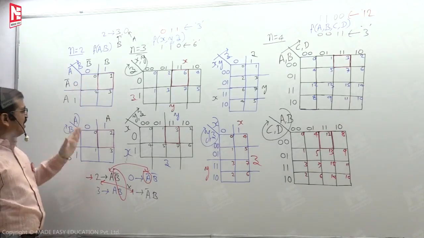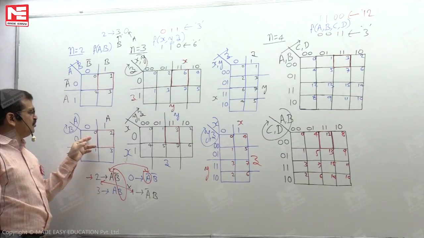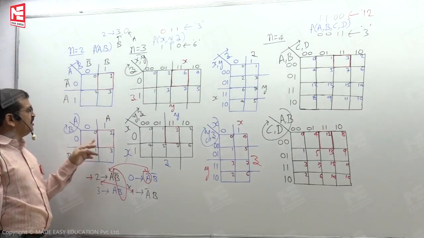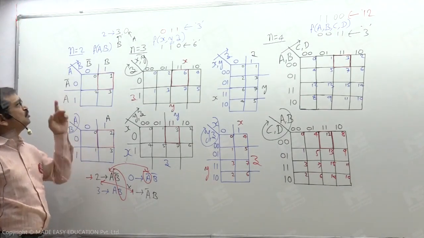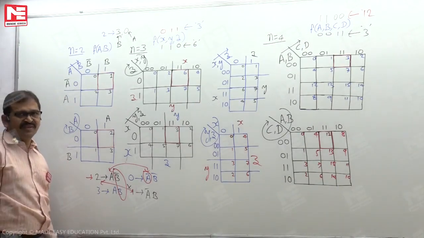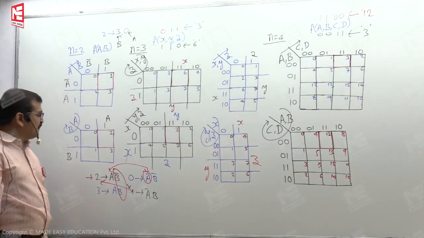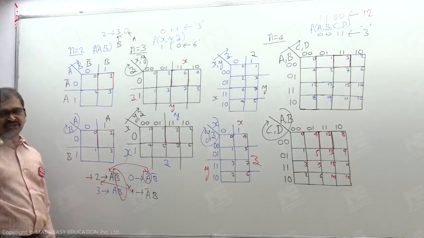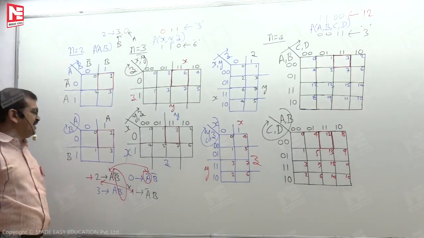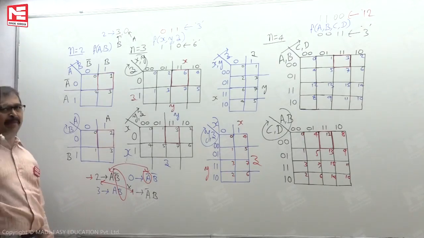Whether we look at this format or this format, it is the same thing. For cell 2, we have a common line with 3 and 0, so 3 and 0 are adjacent cells, differing in so and so variables. On the whole, for every cell there are exactly two adjacent cells in this 2 variable K-map.